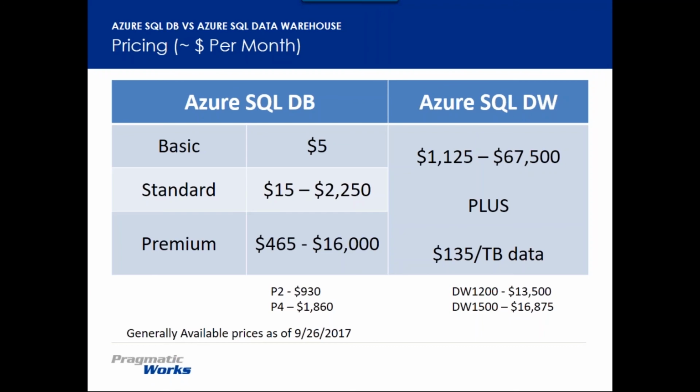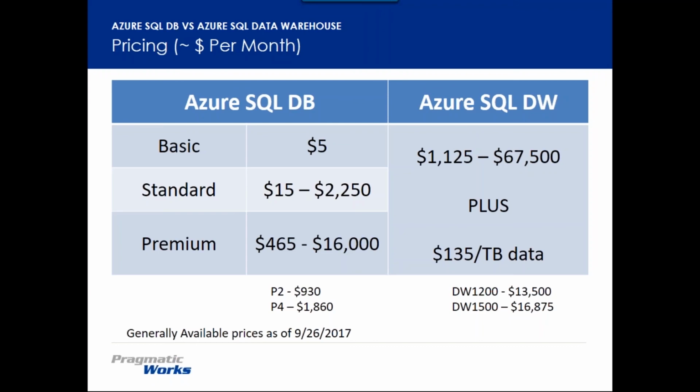So the pure dollars for the warehouse generally are going to be higher. You see the range there from about $11.25 for your lowest end data warehouse, all the way up to $67.5 for the top end price. One big difference about how the pricing works with the data warehouse is you do have to pay for the data storage on top of the processing. So the $11.25 and $67.5 that I've listed there is just the cost of the compute resources. There is an additional charge of about $135 per terabyte per month of data storage.